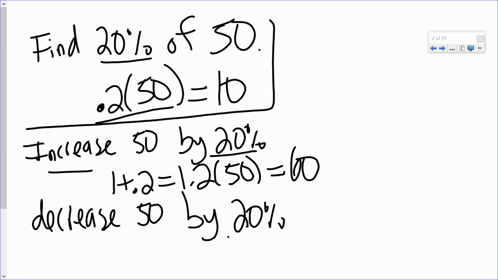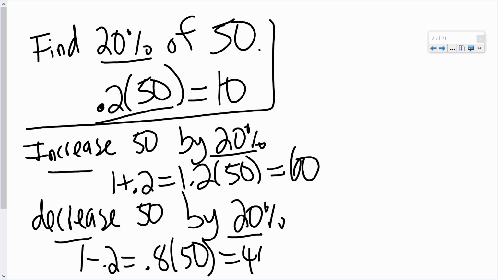If I'm decreasing by 20%, then I'm doing 1 minus 0.2, which is 0.8, and I'm doing that 0.8 times 50, which is 40. So you might be saying, well, can't I just do 20%, which is 10, and then add it to 50 and subtract it from 50? Yes, but for the types of questions that we're going to be seeing, you need to understand that you're multiplying by 1.2, that you're multiplying by 0.8. It's not going to work finding the 20% and then adding or subtracting it.